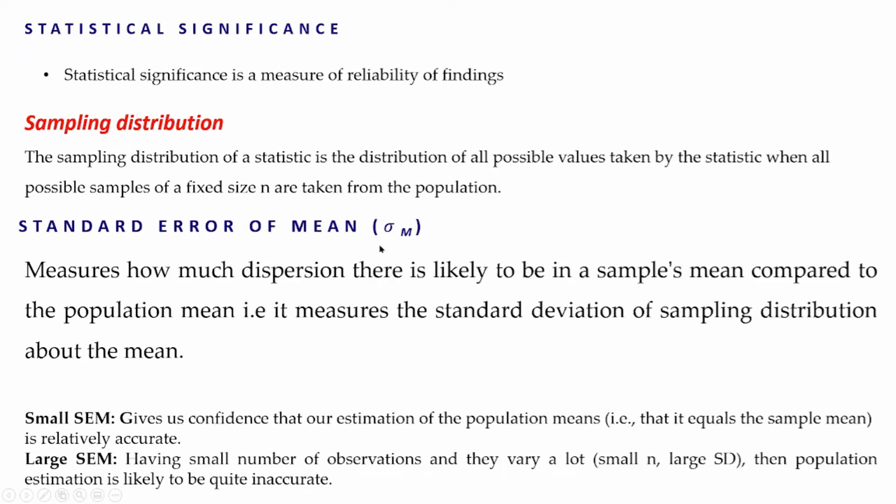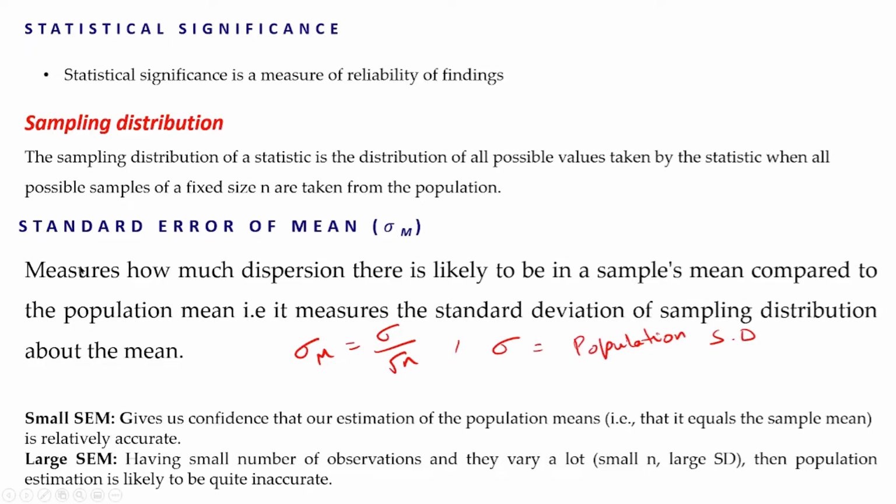This standard error of mean, sigma m, measures how much dispersion there is likely to be in a sample mean compared to the population mean. That is, it measures the standard deviation of the sampling distribution about the mean. It is calculated as sigma m is equal to sigma by root n, where n is the sample size and sigma is the population standard deviation.